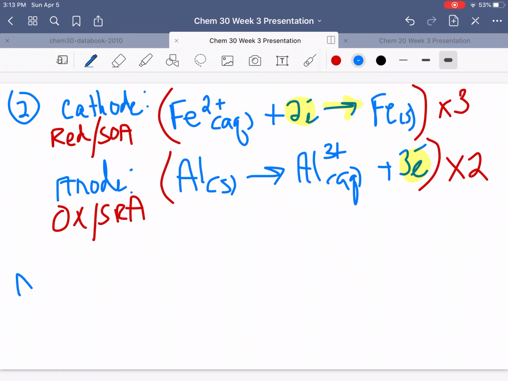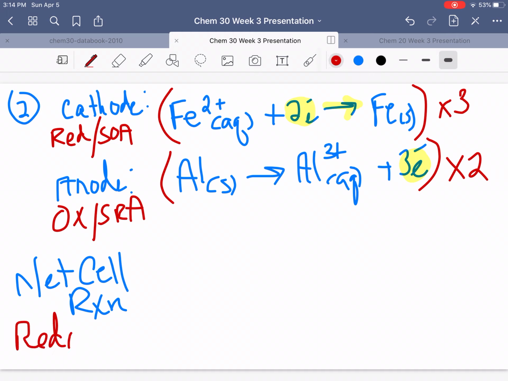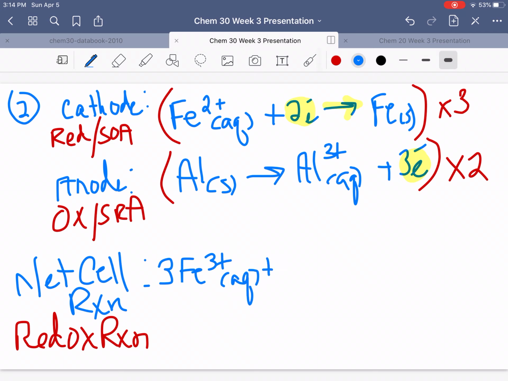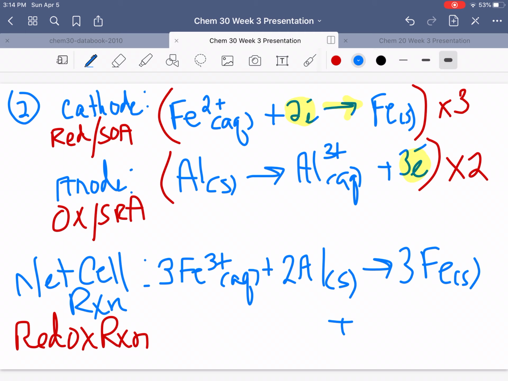You're ready to do what's called the net cell reaction, which again, like I mentioned, is just the exact same thing as the redox reactions you did before. Okay, remember now we have 3 Fe2+ aqueous plus 2 aluminum solids, which will produce 3 iron solid plus 2 aluminum 3+ aqueous. In terms of observations, well, consider what's happening.